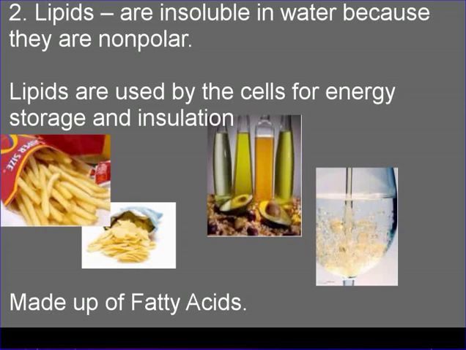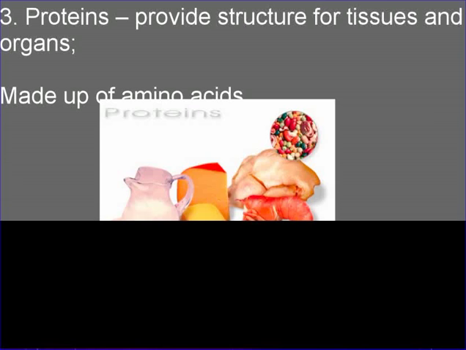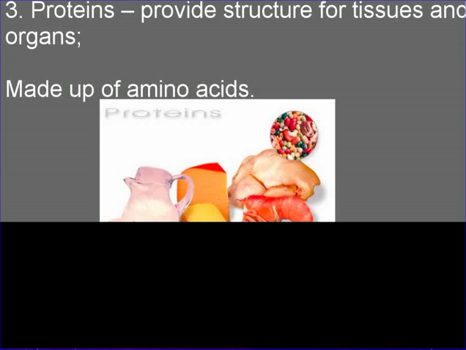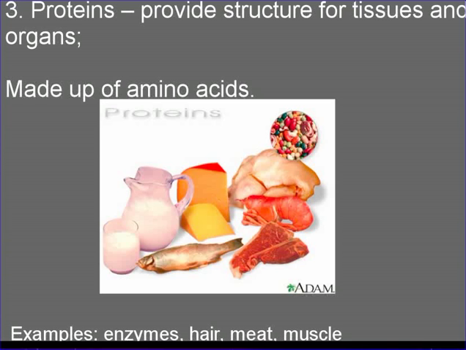Next is proteins. And proteins we heard a lot of before. They provide structure for tissues and organs. You think building muscle, that's why people drink protein or have protein shakes or eat protein bars to try to build that muscle up. They are made of amino acids, so you need to know that a bunch of amino acids make up protein. And here's some pictures of proteins, and examples are enzymes, which you need to definitely make sure you remember that. We'll go over enzymes in the next section of this unit.